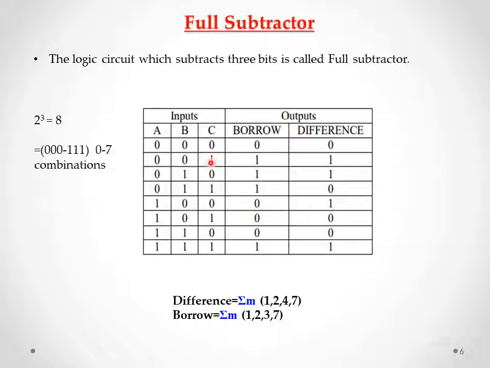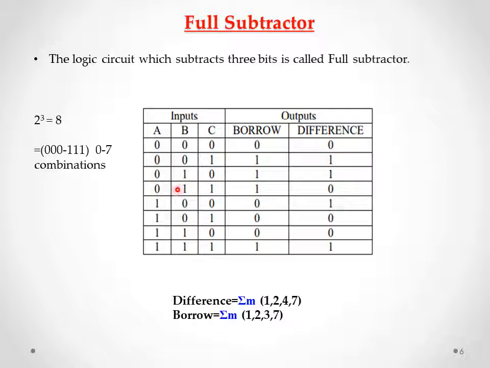Now 0 minus 0 is 0. Now 0 minus 1 is borrow 1, difference 1. Now here 0 minus 1, borrow 1, difference 1. The answer is 1 at this position. Now 1 minus 0 is 1. So the final difference is 1 and borrow is 1.